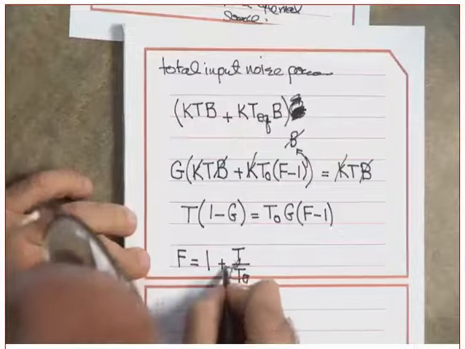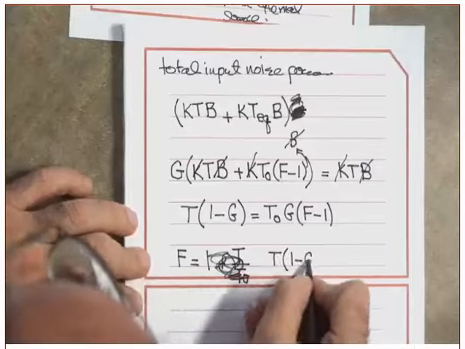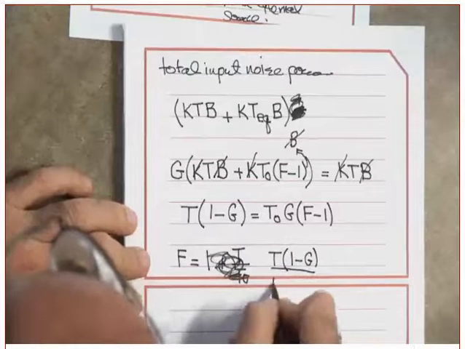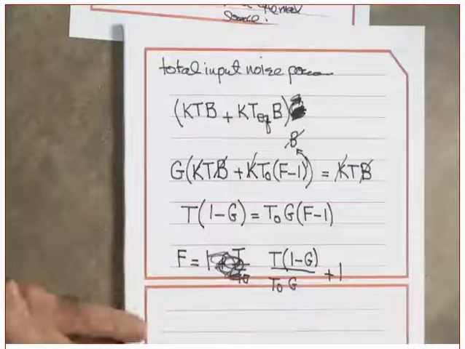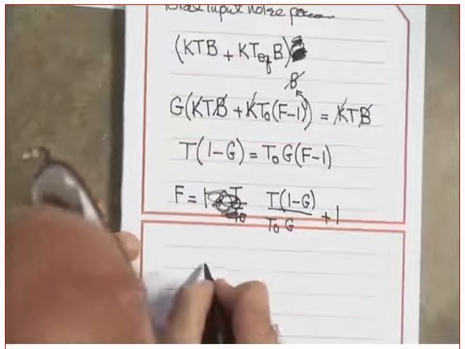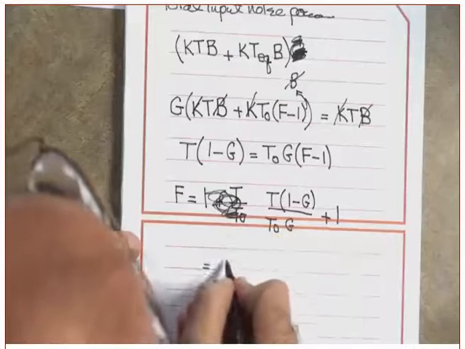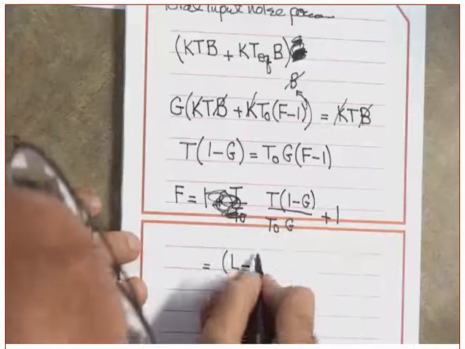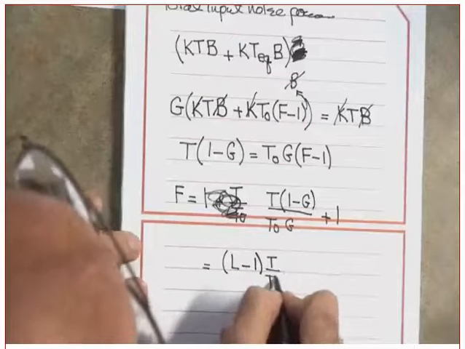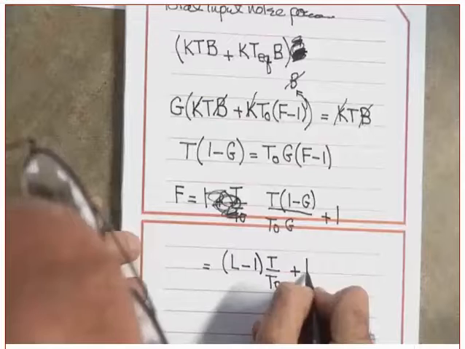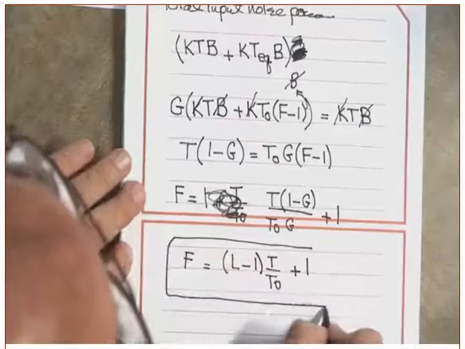No, I messed up. One more time. F is T times 1 minus G over T0 G, plus 1. Clear? Okay, and that's equal to, what is 1 over G? What is G over G? 1. So what do I have? L minus 1 times T over T0 plus 1. That's the noise factor of the lossy transmission line.